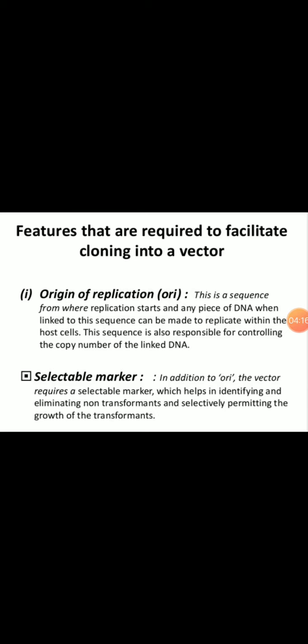Then next, it should have the selectable marker. What is this selectable marker? Selectable marker is nothing but a kind of gene which helps in identifying and eliminating the non-transformed cells and selectively permitting the growth of the transformant. You should know the difference between the non-transformant and the transformant.